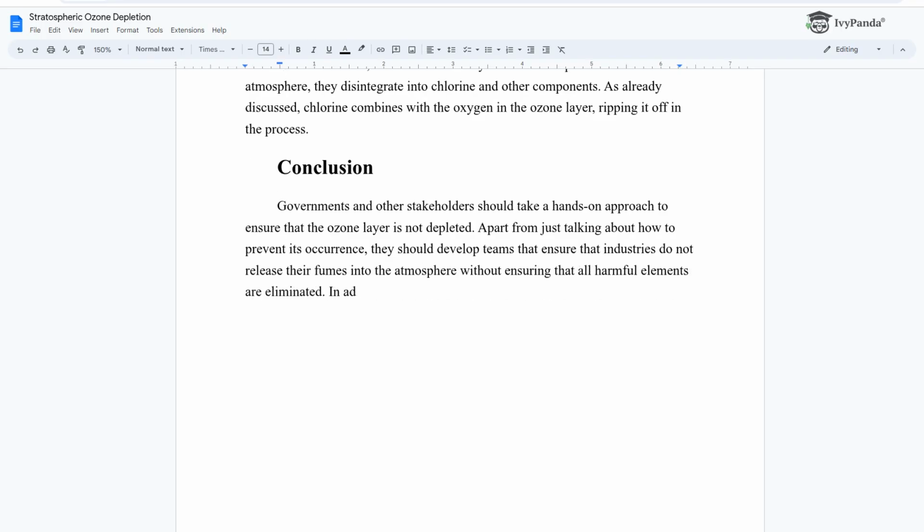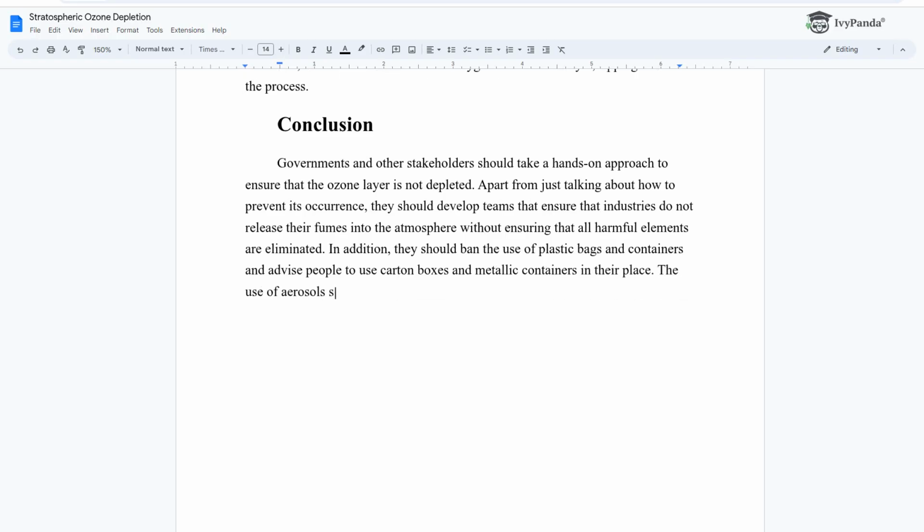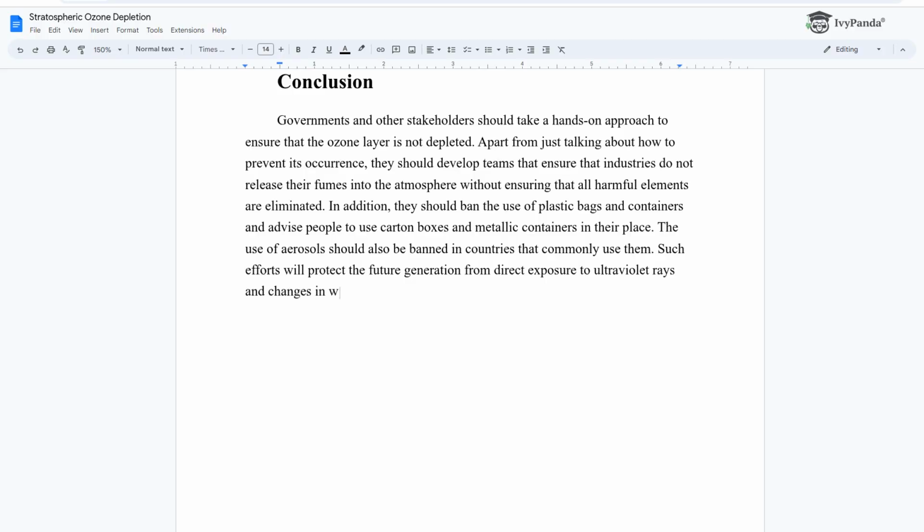In addition, they should ban the use of plastic bags and containers and advise people to use carton boxes and metallic containers in their place. The use of aerosols should also be banned in countries that commonly use them. Such efforts will protect the future generation from direct exposure to ultraviolet rays and changes in weather patterns.